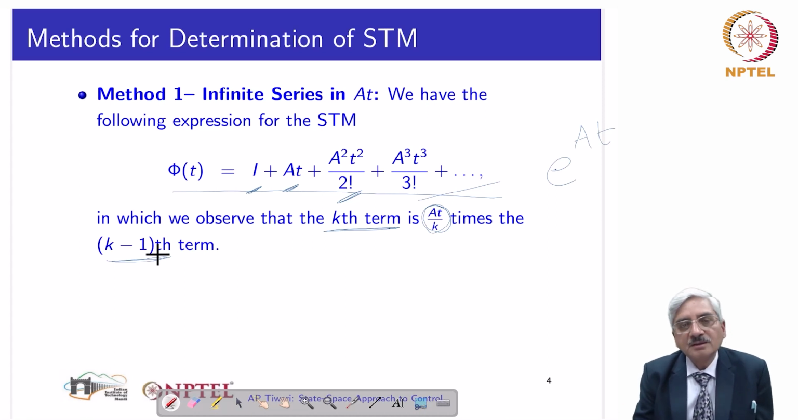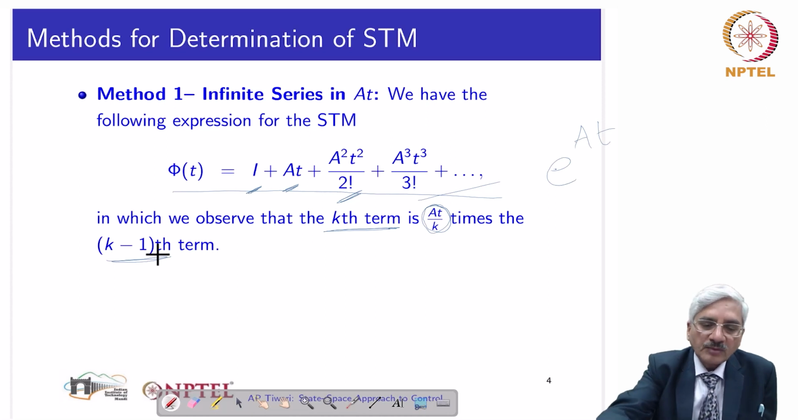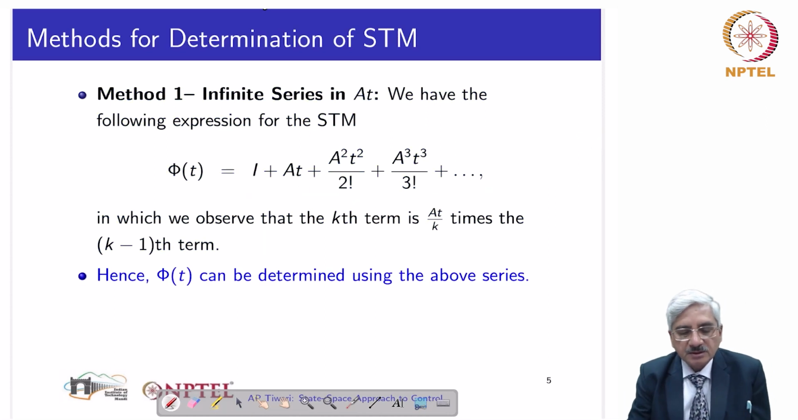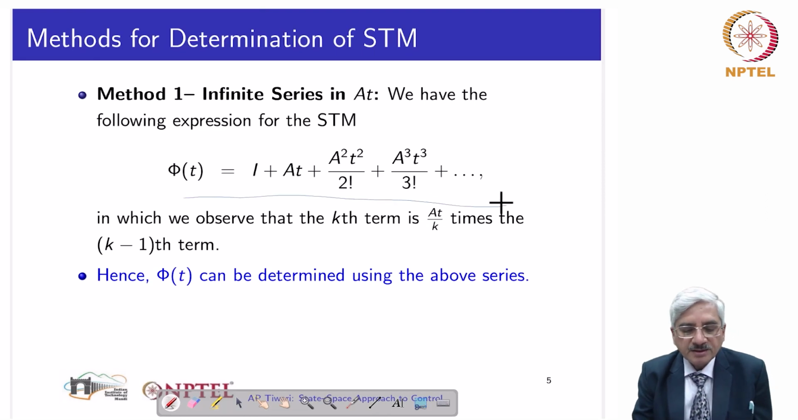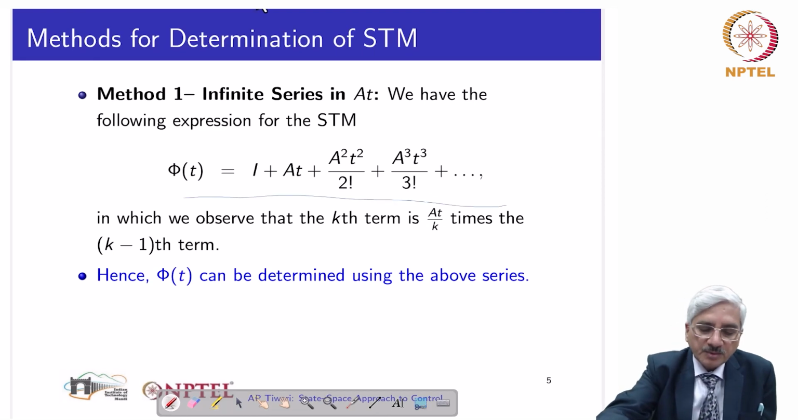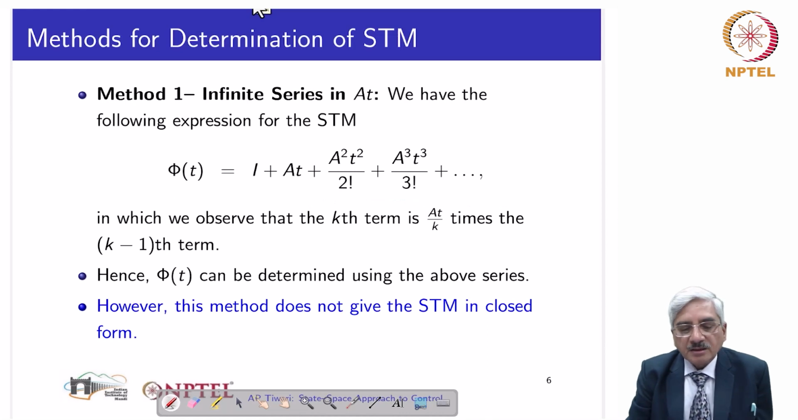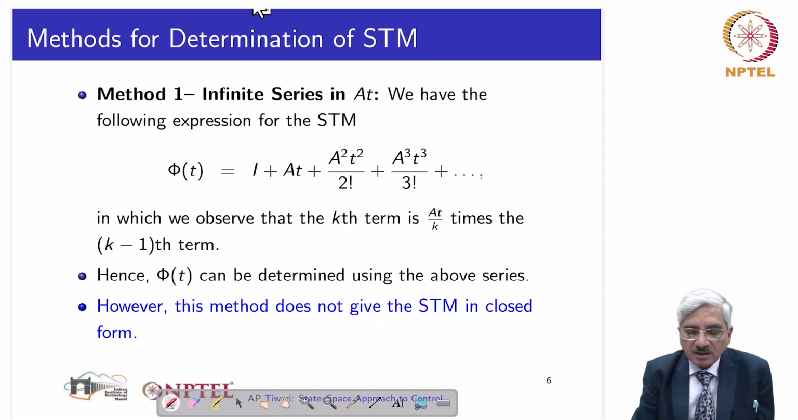So this method, although not very efficient, is suitable for computer calculations and of course also for pen paper calculations. So using this we can determine phi t, and this is demonstrated by an example in the next slide. However, this method, as we will see, does not give the state transition matrix in closed form.